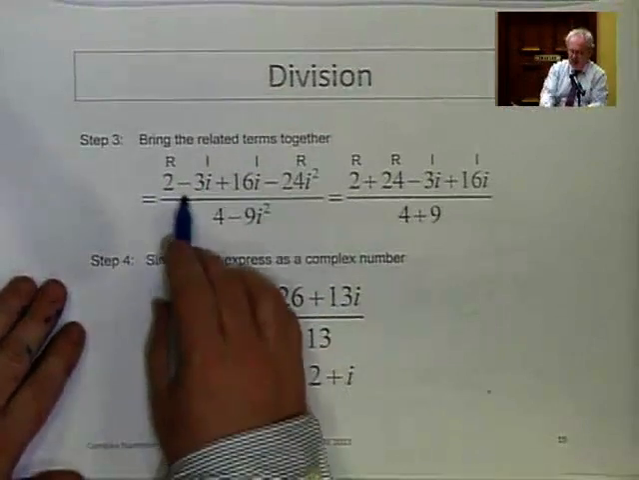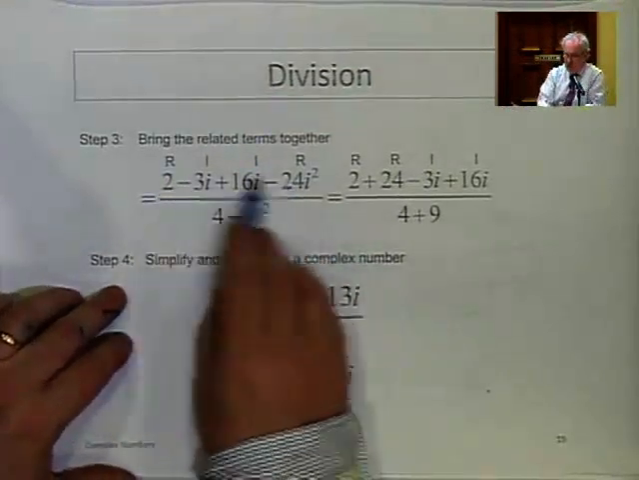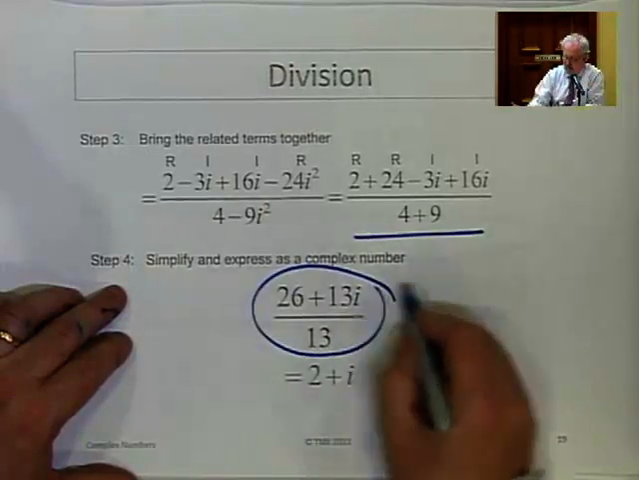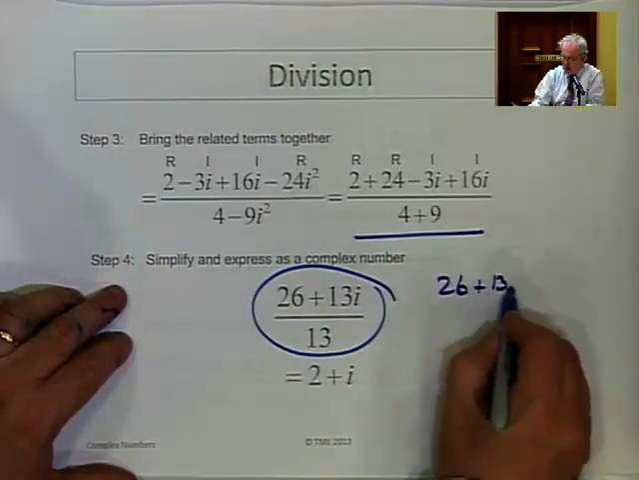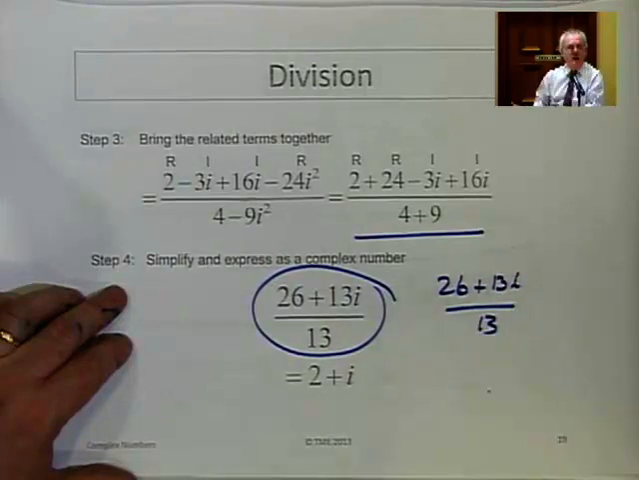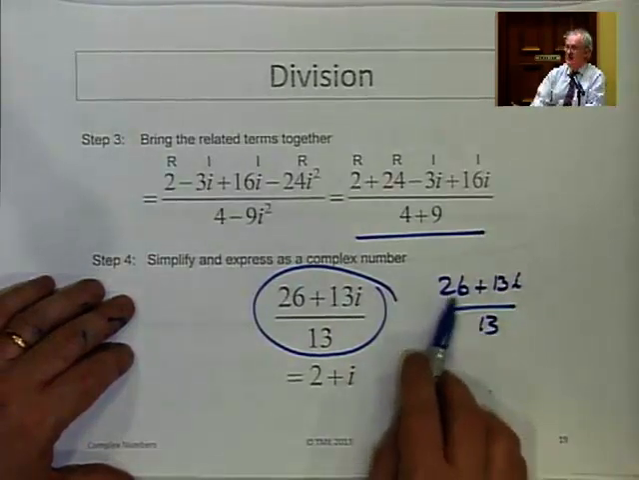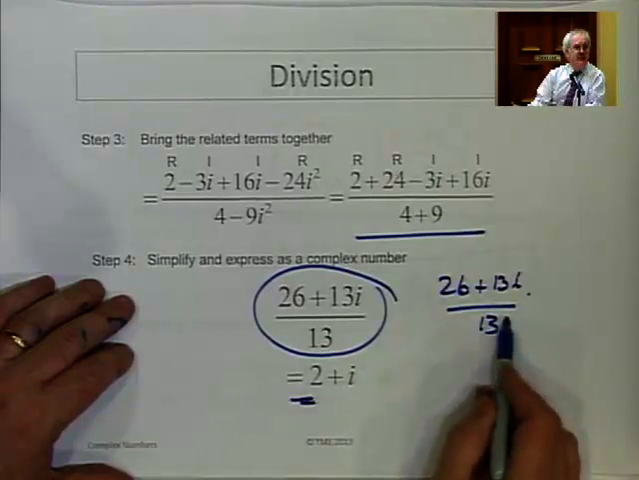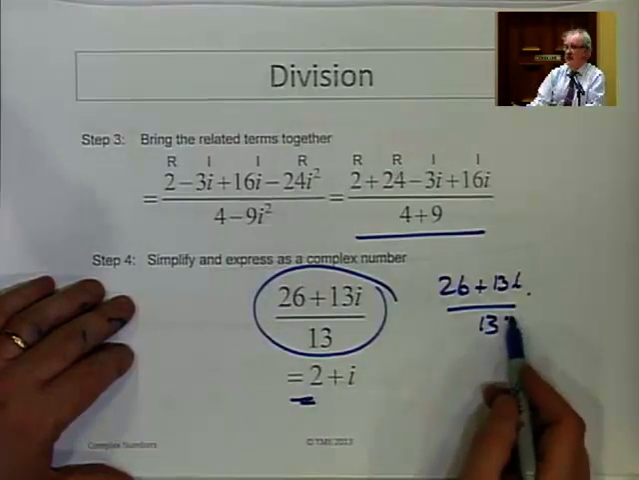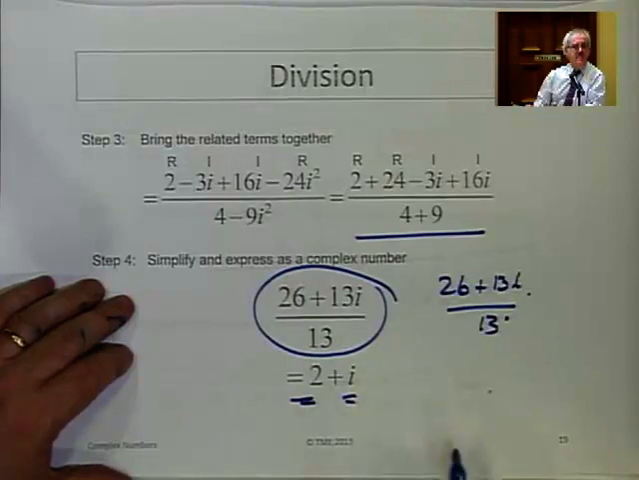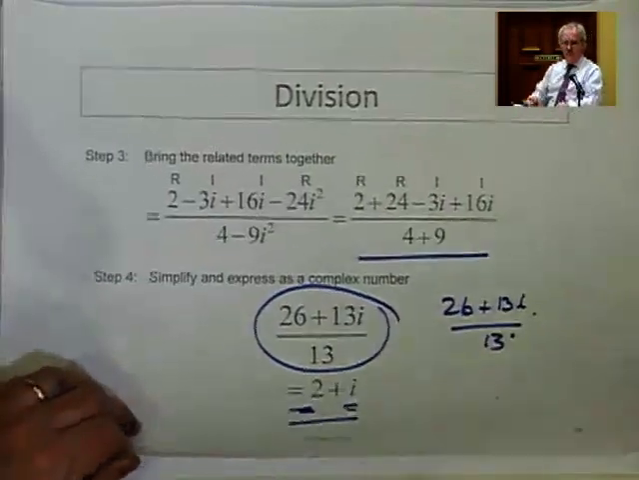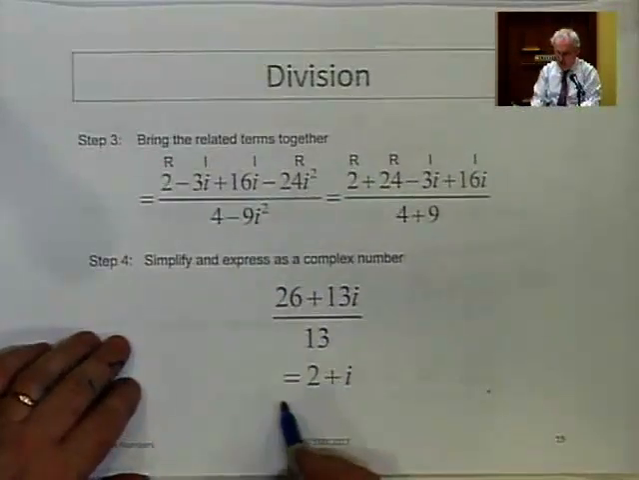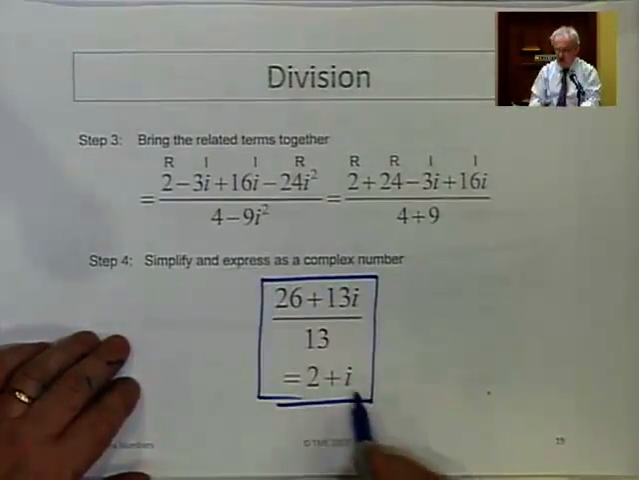and I were to group them all together, the real parts with the other parts and all that stuff, I would get 26 plus 13i over 13, just as I got for the other. 26 divided by 13 is 2. 13i divided by 13, 13 elephants divided by 13, is just an elephant, just an i. That's our answer. So basically what we're finding is that if we divide here, we end up with 2 plus i.